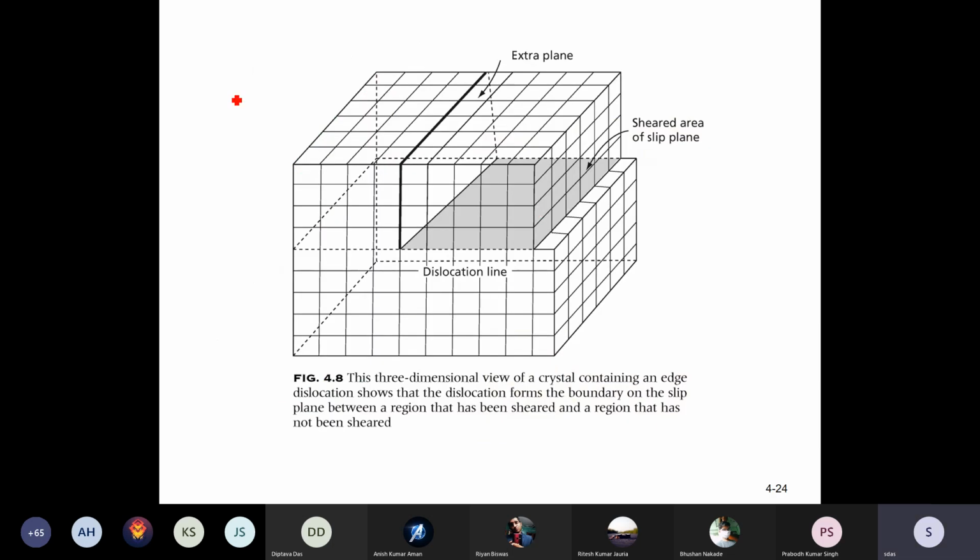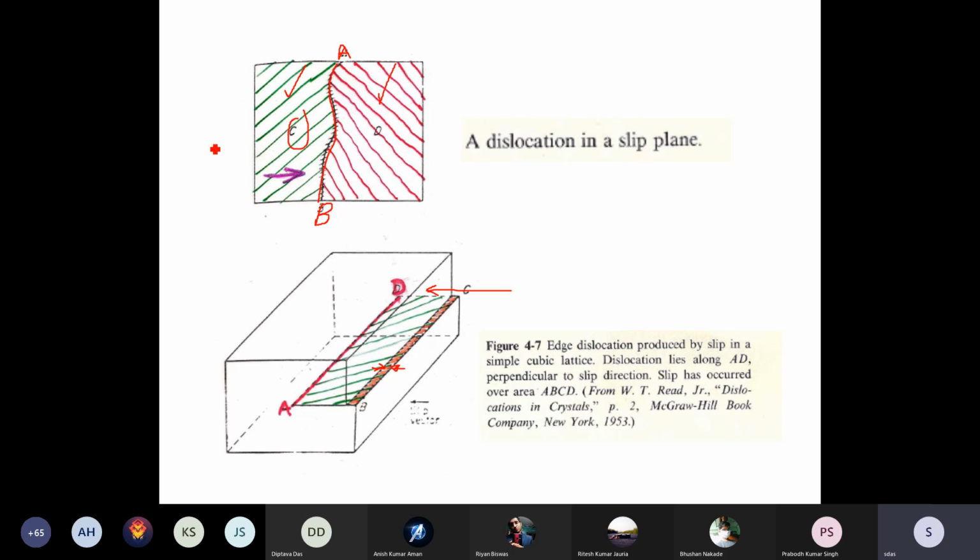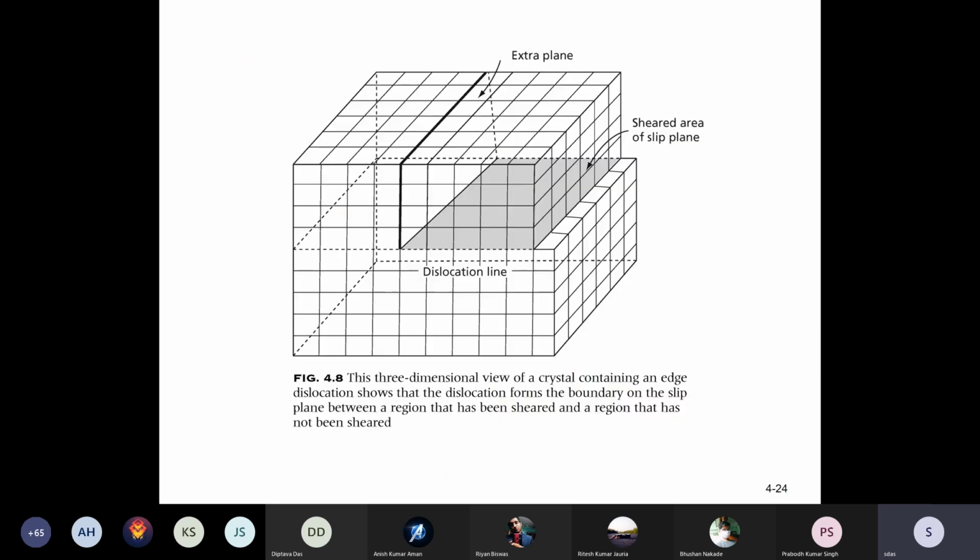This is the picture, other way to look at it. This is the plane on which you move the crystal. Right side, this gray hatch region, bluish hatch region, is the slip region, and left side is yet to be hatched.